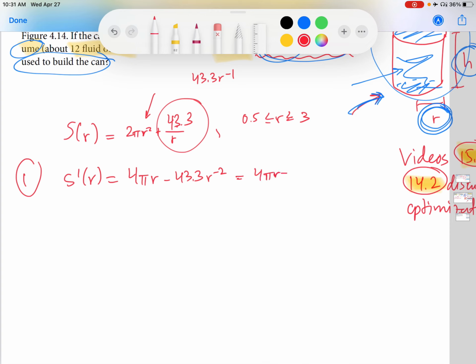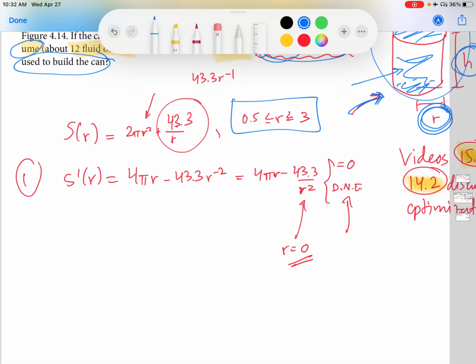And again, we're finding the critical numbers here. So we want to ask, are there any points, any r values, where this is equal to 0, or where it does not exist? There is, because if we have an r in the denominator, an r value at which the derivative does not exist, that's r equals 0. However, that is not inside the interval. So we reject it from consideration.